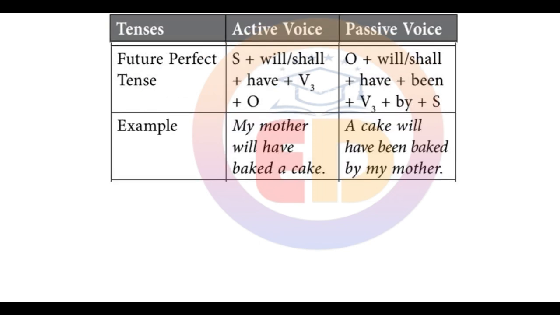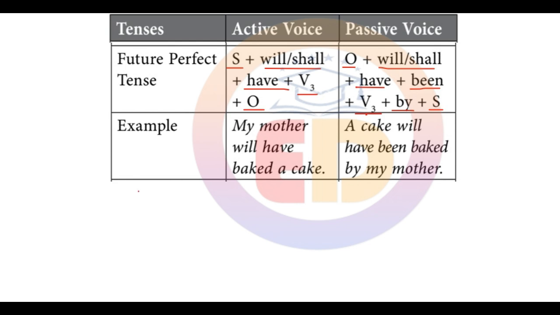The future perfect tense. In the active voice, the construction should be subject plus will or shall plus have, past participle the third form of verb and the object. And in the passive voice, it will become object plus will or shall plus have plus been third form of the verb followed by by and the subject.